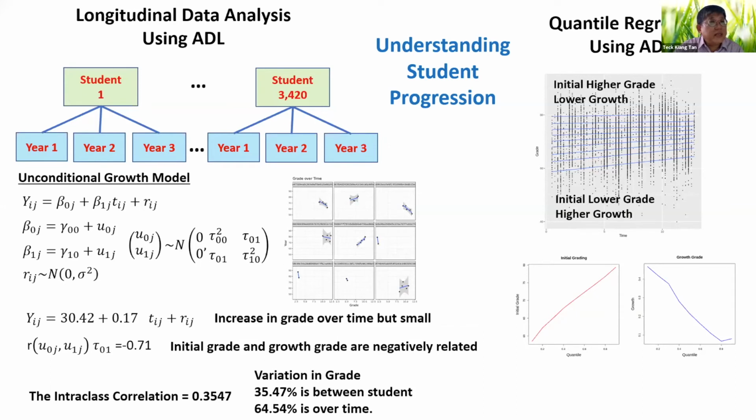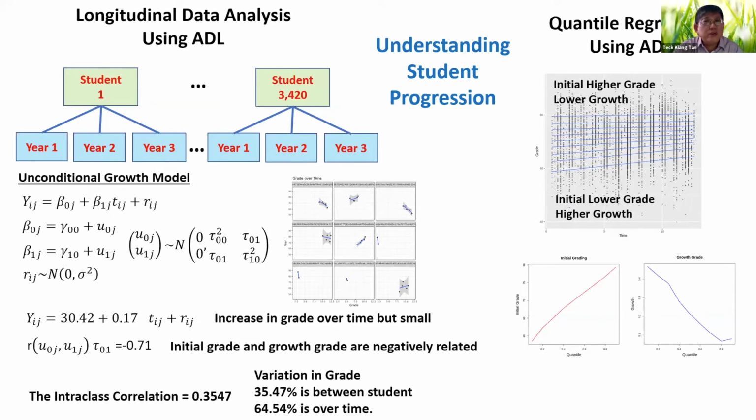And that is the estimated models. We can see that the relationship between initial grades and the growth is actually a negative one of 0.71. That is to say, when the initial grade is low, the growth rate will be higher, while when the initial grade is high, the growth rate is actually much slower, right? And the intra-class correlation is about 0.33547. That's the variation in grades: mostly it is from time rather than between the students, about 64 percent about time, about 35 percent of the variation in the grades is due to student differences.